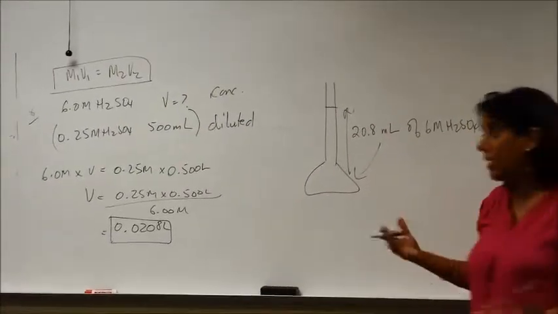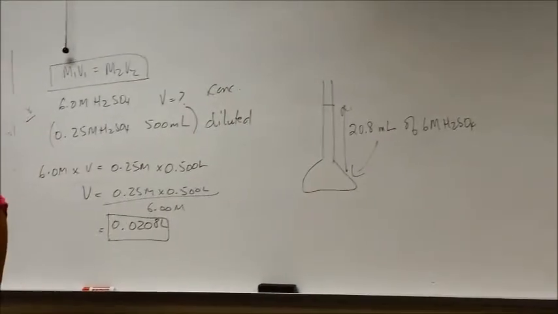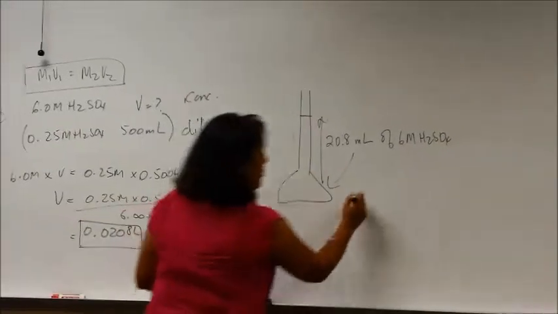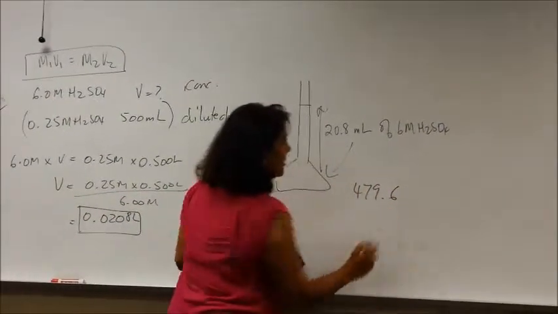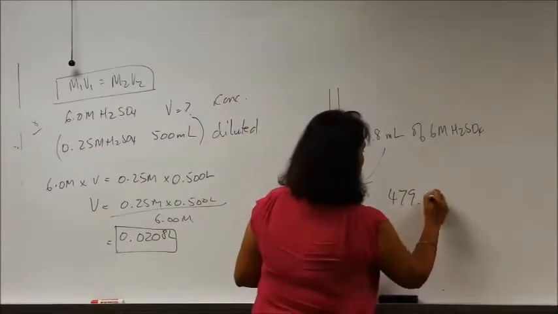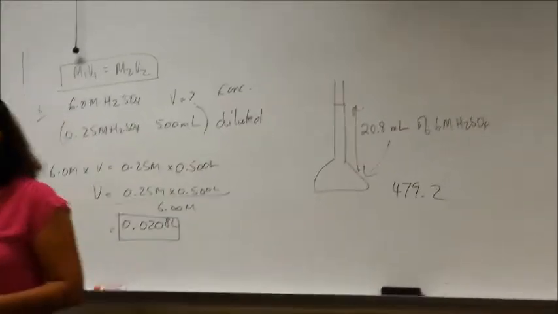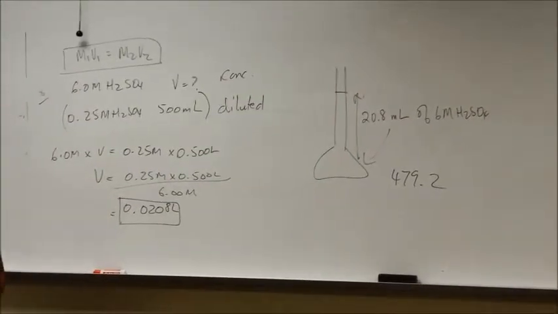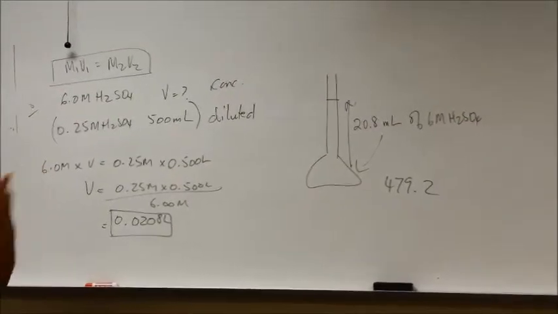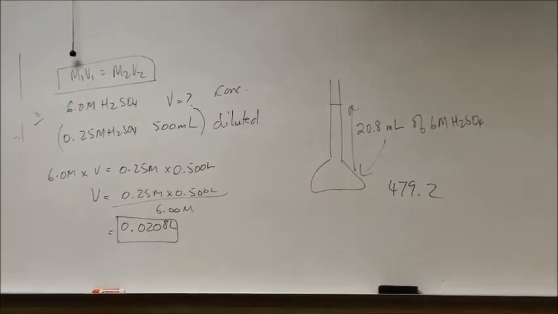But technically speaking, how much water are you adding? You are adding 500 minus 20.8, which is 479.2. Technically, that's the amount of water you're adding. So if your quantity was 400 milliliters, for which you don't have a volumetric flask, then you would have to subtract the two numbers to find out exactly how much water you need to add.